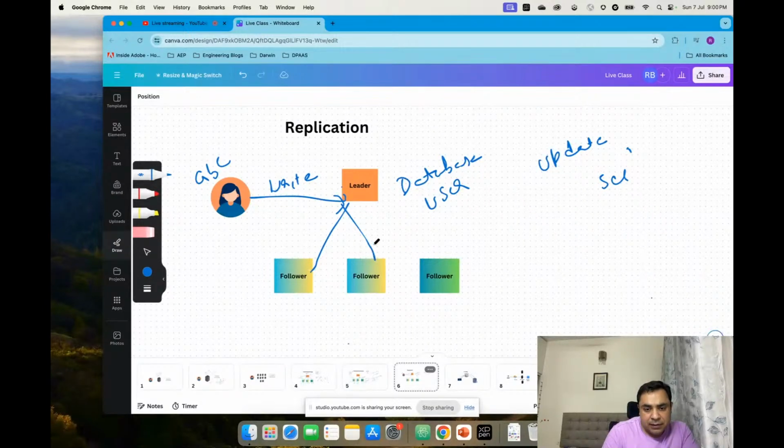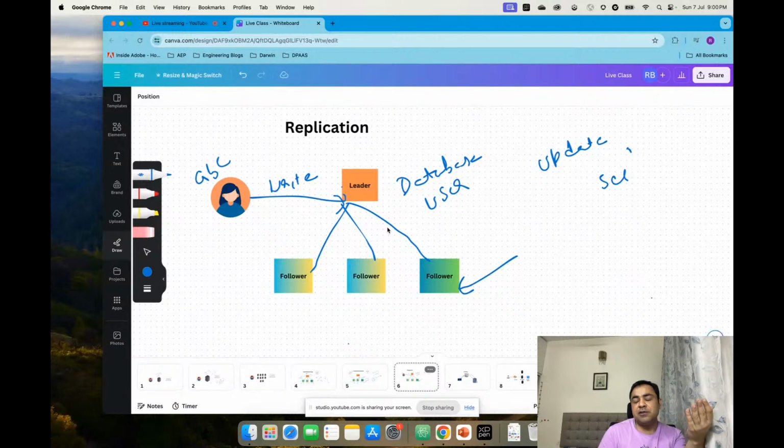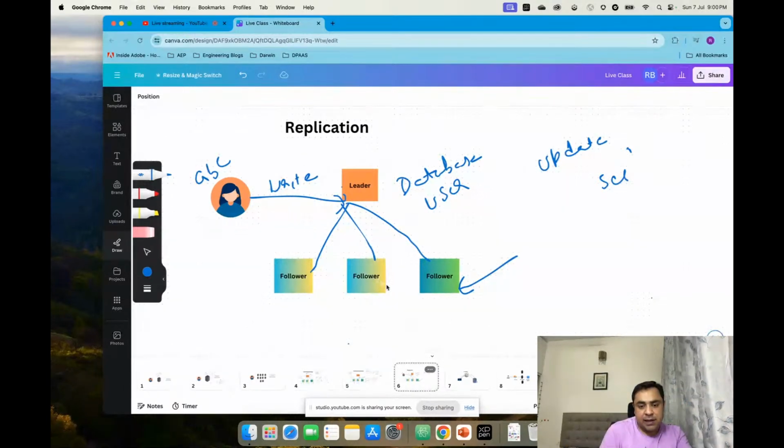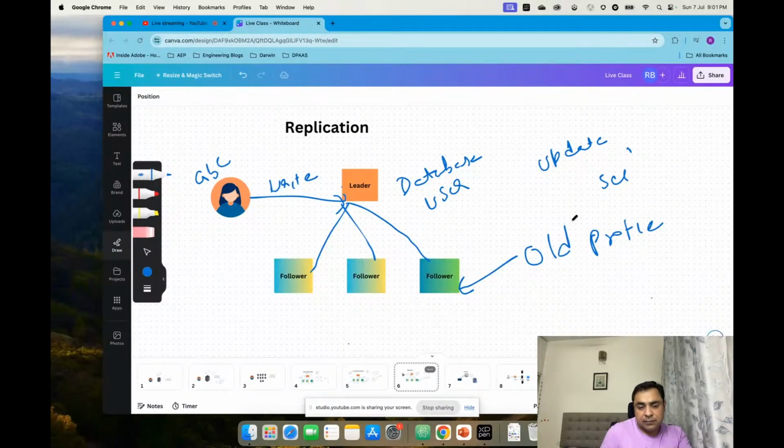Now let's say you are reading from this particular node. You are not reading from this particular node, because when we deal with social media, you don't know which node you are reading from. So you would have the same instance of the database here. When you visited that profile, since the data was not replicated here, you'll see the old profile, because the user has updated the data here. But in replication, two things are there: sync replication or async replication.